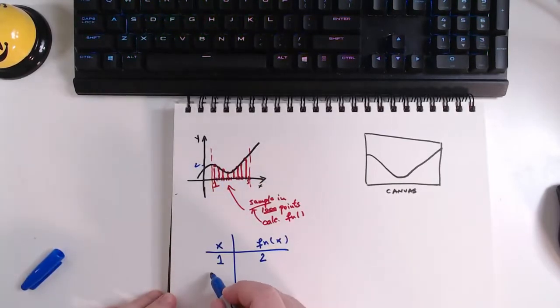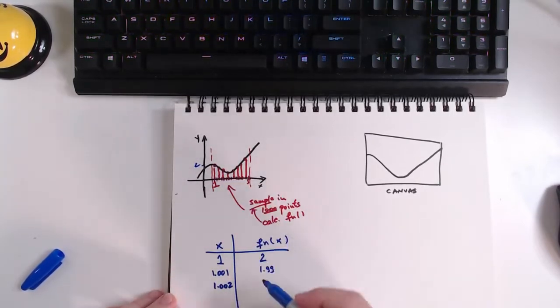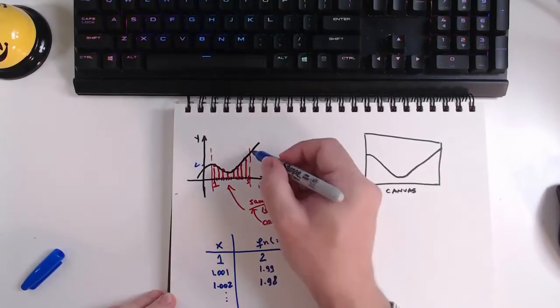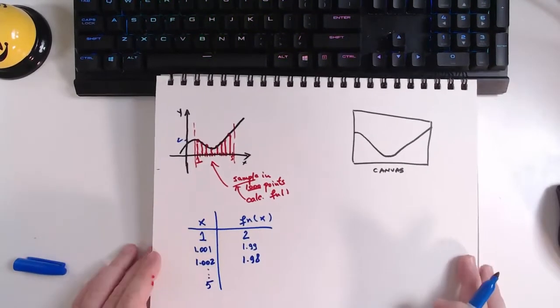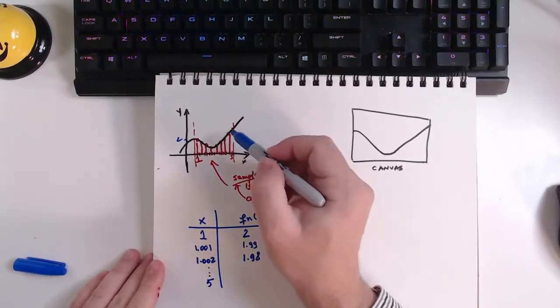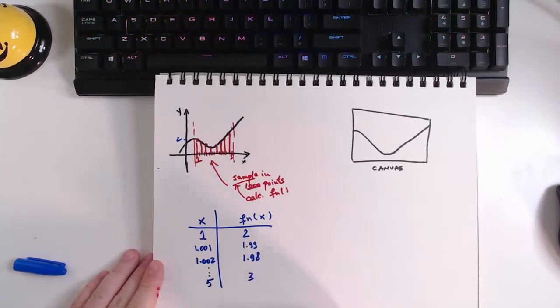Then we calculate in 1.001, and here it's a little bit less, maybe 1.99. And then we'll calculate in 1.002, and here it's a little bit less, maybe 1.98. Something like that, till we reach 5. And here, in 5, it's a little bit higher, so maybe the function will be 3.